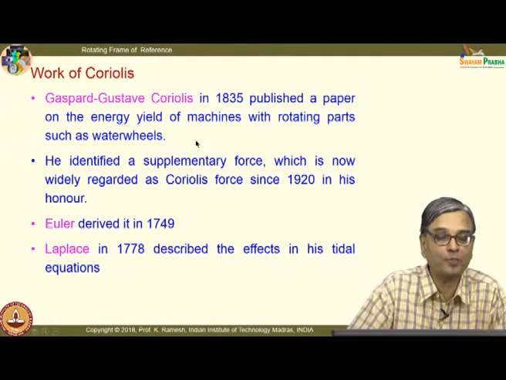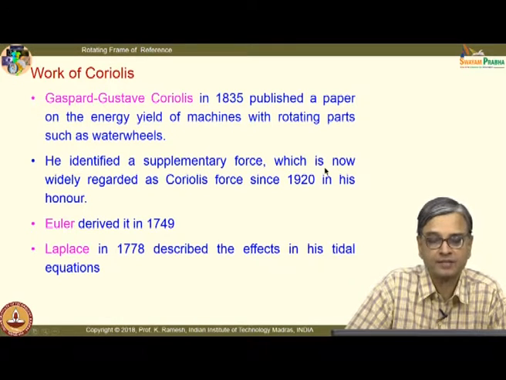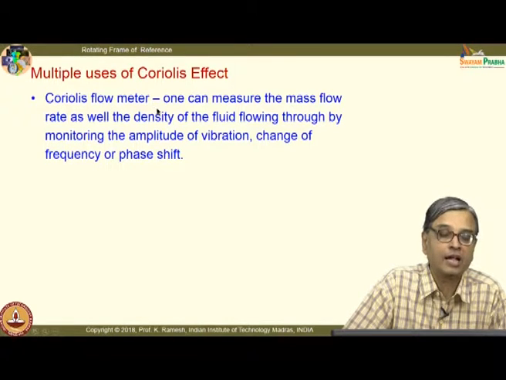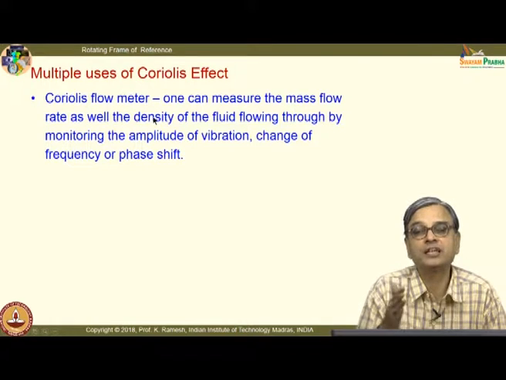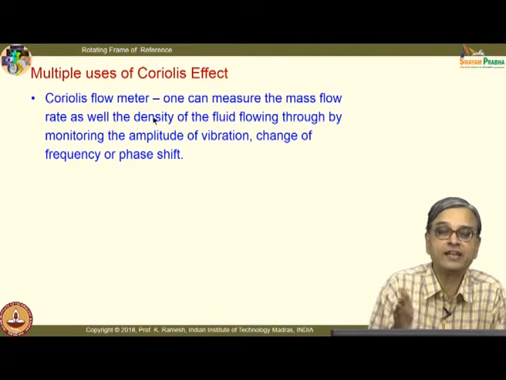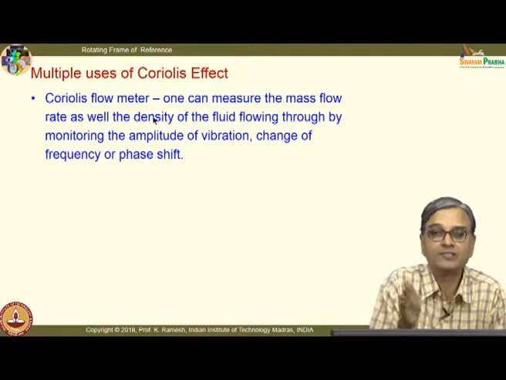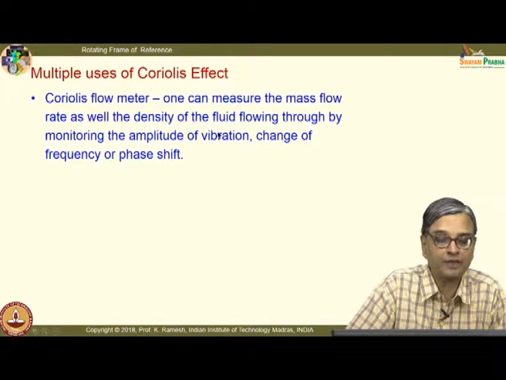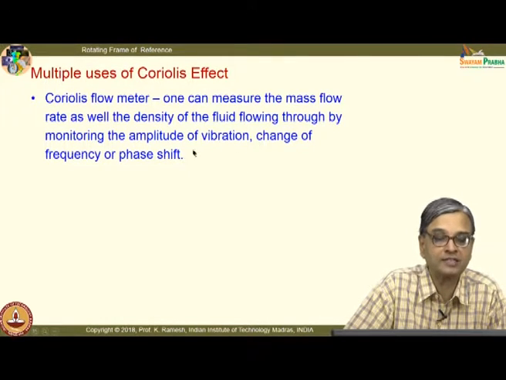It all became popular only after the work of Coriolis, and there are also multiple uses of the Coriolis effect. You also have a Coriolis flow meter, and what you have here is essentially because of the fluid flow and the Coriolis effect, the probe will oscillate like this. So, they measure the frequency, they measure the amplitude of vibration or a phase shift. Using this, they were able to devise a methodology to estimate the mass flow rate as well as the density of the fluid flowing through the tube.